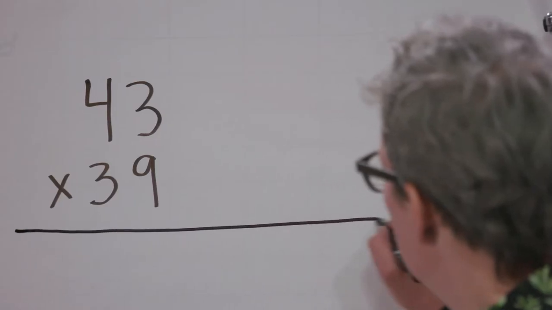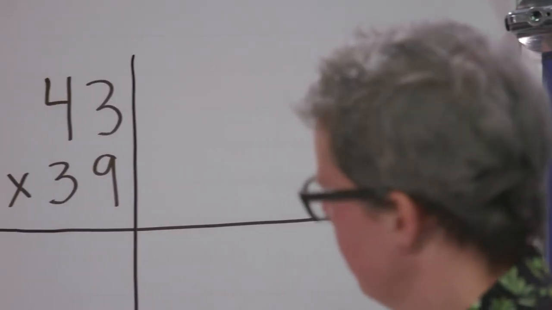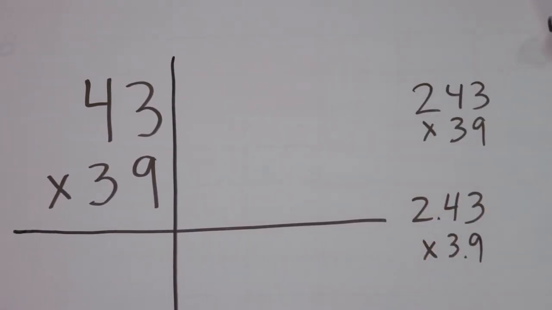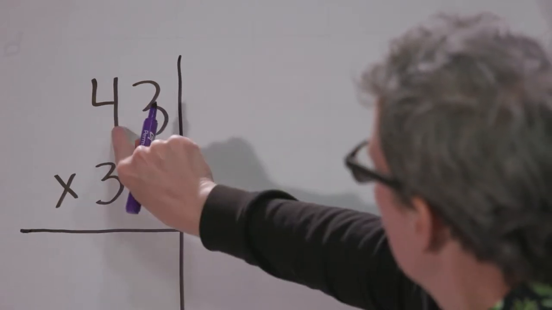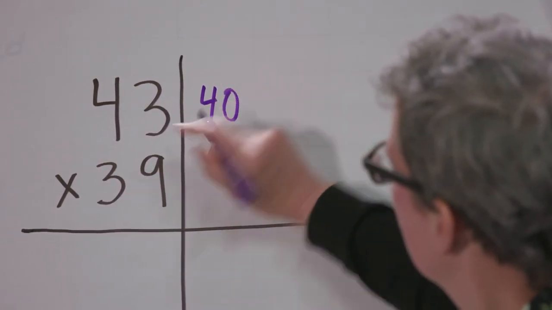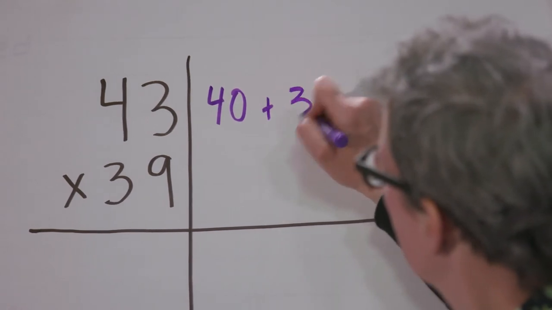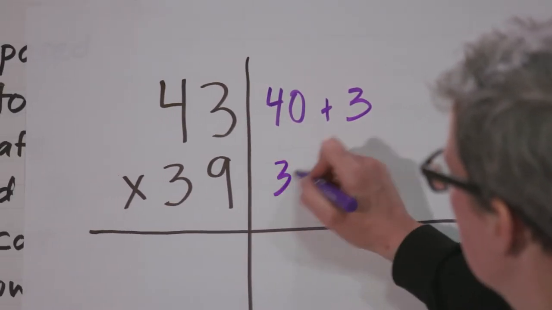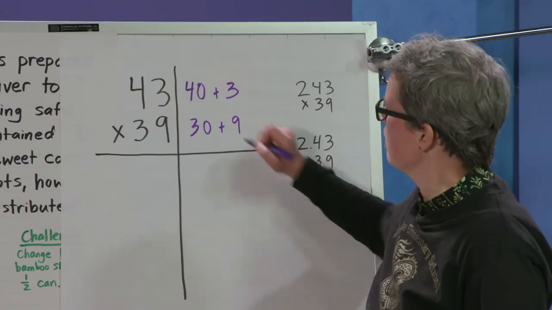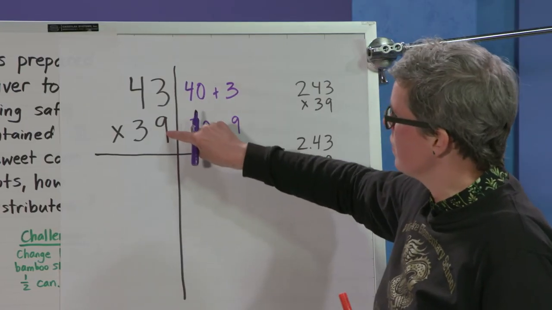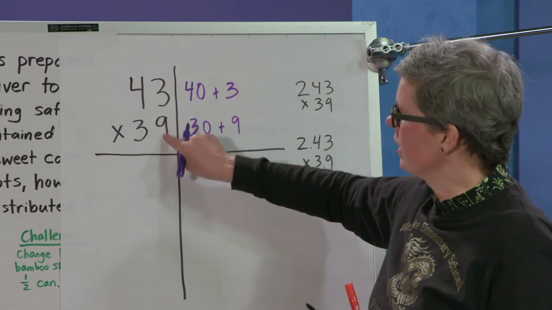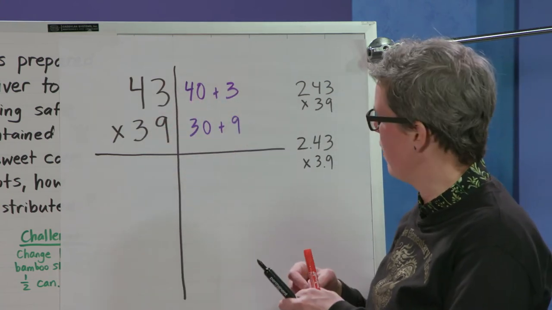So we're gonna make our big plus sign. We're gonna do our expanded form. This is a 40, this is a 3, this is a 30, and that's a 9. So remember, we need to go every number on the bottom by every number on the top, and we're gonna start in the ones place. All right, let's do it.